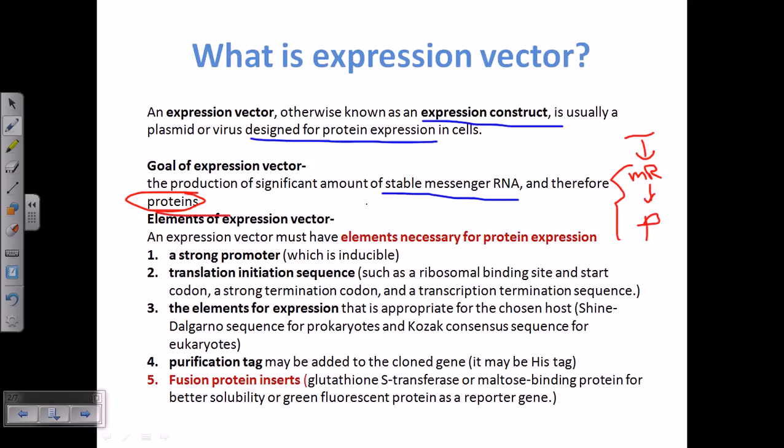It has those three elements which are common to all kinds of vectors, but in addition to those, it has five more important features. One is that it must have a strong promoter, and this promoter must be inducible. So it must have a strong inducible promoter. Now what do we mean by an inducible promoter? An inducible promoter is the kind of promoter which can be induced in certain conditions. In normal situations, the promoter, so for understanding of this expression vector, you must understand the Operon concept very well. If you don't know the Operon concept, just go back to my YouTube channel and you will find videos of Operon.